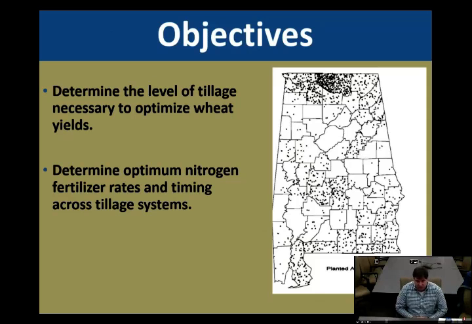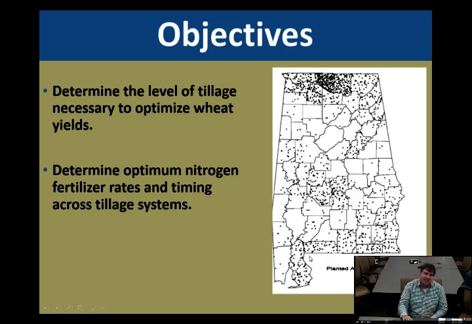For the objectives for this research, we looked at determining the level of tillage necessary to optimize wheat yields, and then determine optimum nitrogen fertilizer rates and timing across these tillage systems. And this little picture here, and I should have referenced it, I can't remember where exactly it came from. It was something from the Extension Service. But you can see, we have a high concentration of wheat. Each one of those dots represents a certain number of acres. We have a high concentration in North Alabama, some in Central Alabama, and then a good distribution across Southeast and Southwest Alabama.